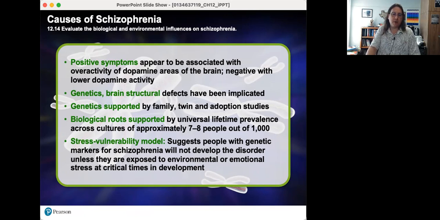Biological roots are supported by lifetime prevalence across cultures. Approximately 7 to 8 people out of 1,000 usually develop symptoms of schizophrenia. We also look at stress vulnerability, which suggests that people who have susceptibility to schizophrenia will likely develop it if they have high stress or some kind of traumatic event that triggers it later on in life.